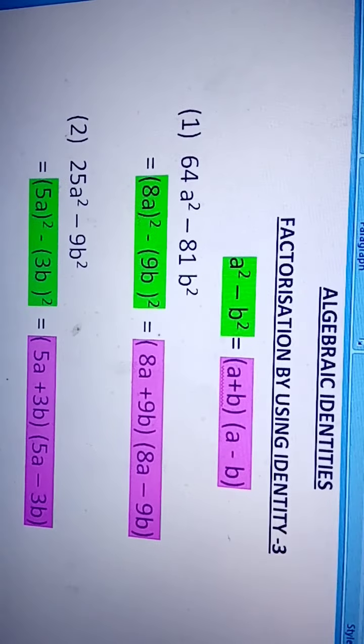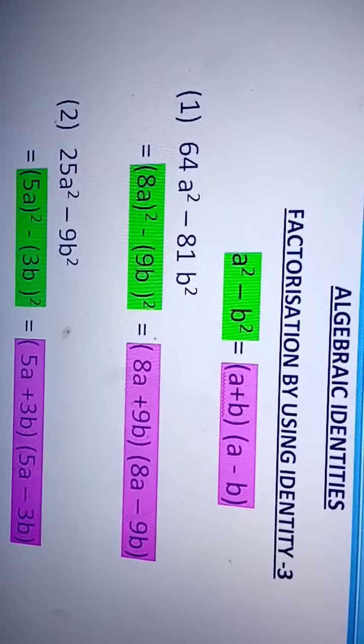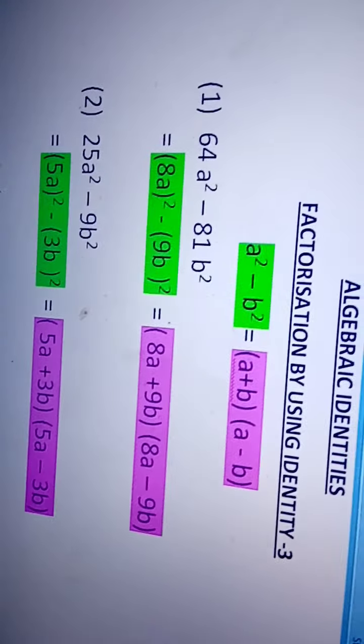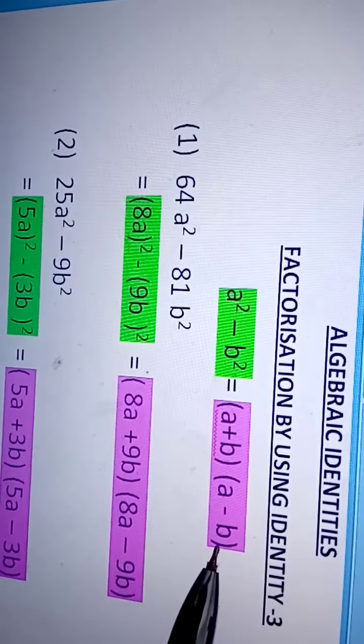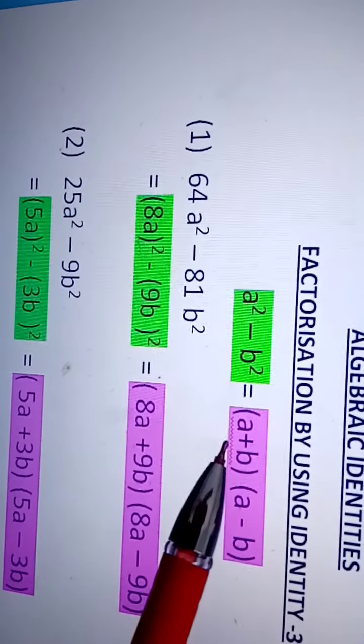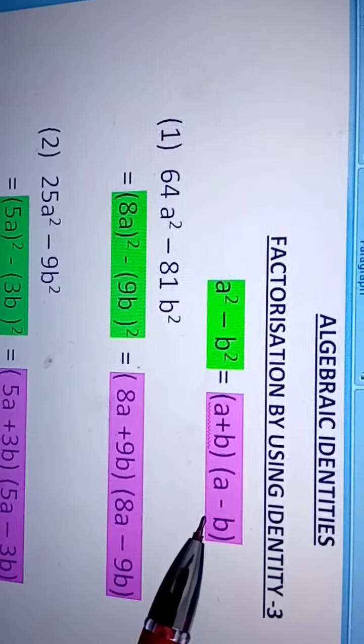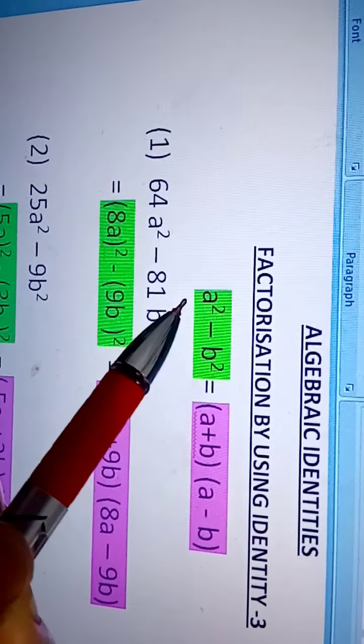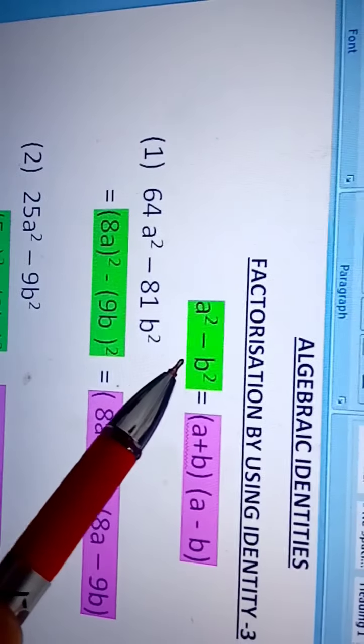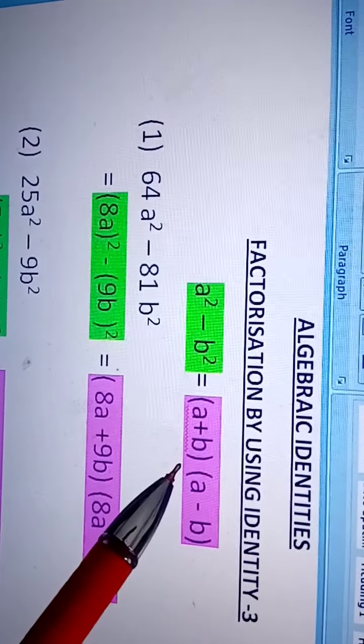Okay students, we will see factorization using identity 3. So this is identity 3: a square minus b square is equal to (a plus b) into (a minus b). See, in the first bracket there is a plus sign and in the second bracket there is a minus sign. So your question will be in this format, the LHS, and you have to bring the answer in this form.